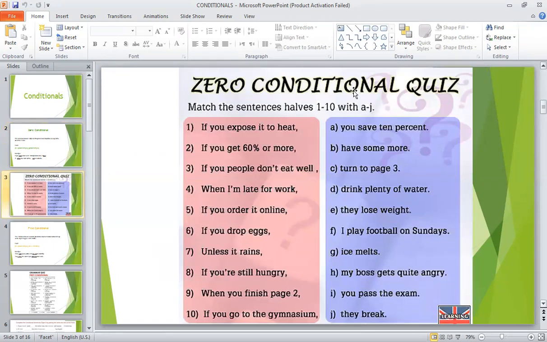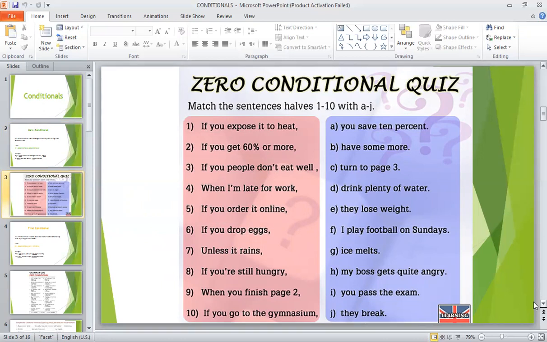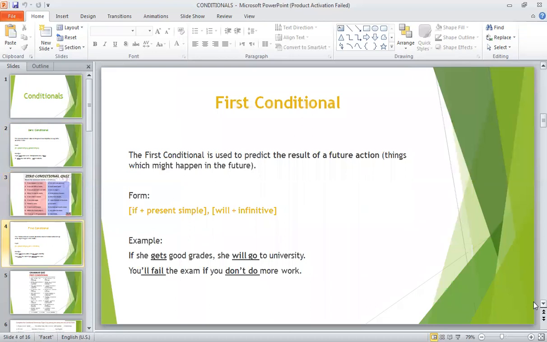Here, of course, is a kind of exercise. It's so easy: if you expose it to heat. So choose from the other column here. What's the answer? It's easy. No need to answer. Let's go to first conditional.